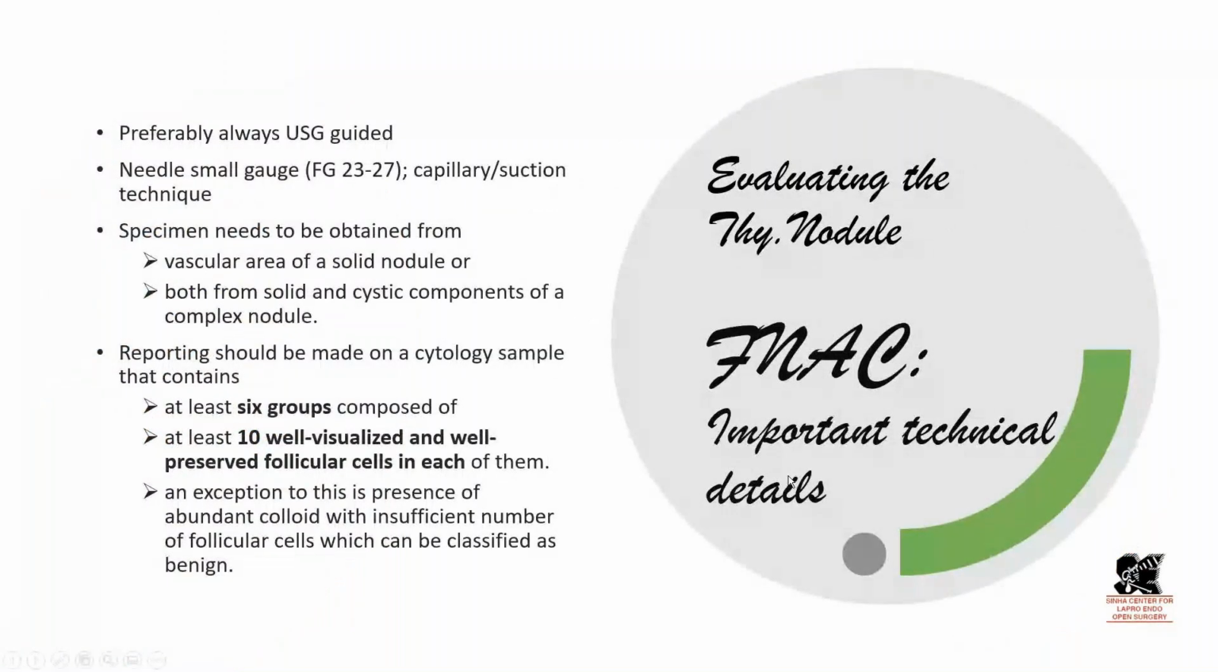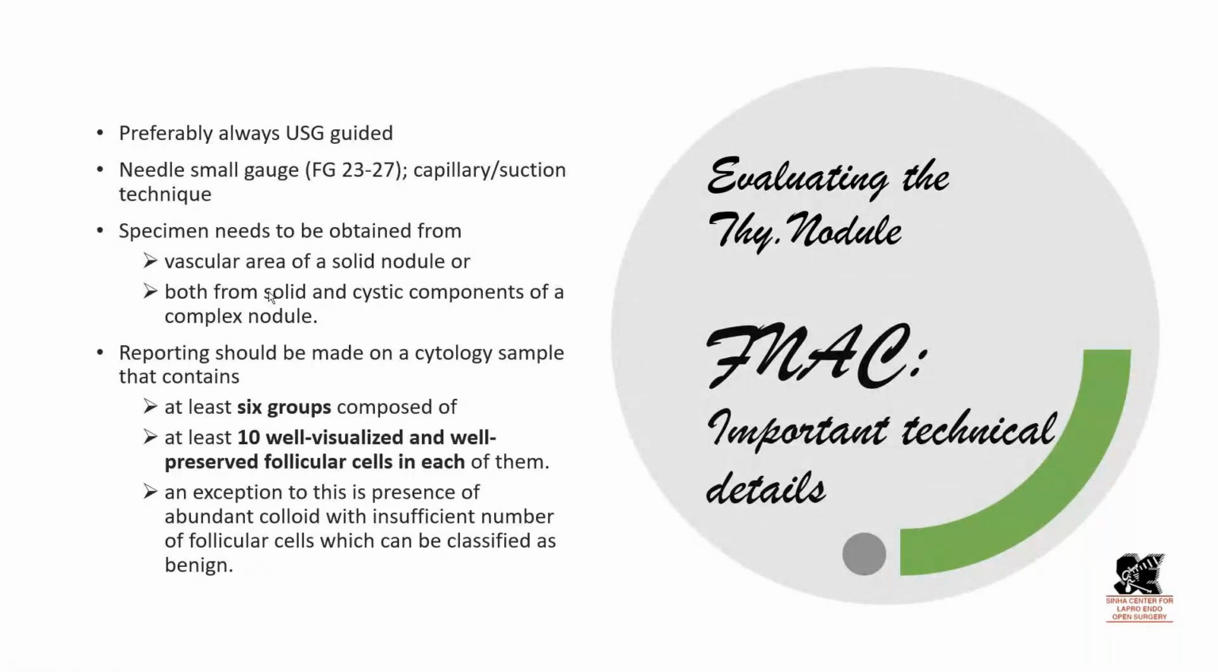Right? Now, how should you do it? Preferably always ultrasound guided. Needle size 23 to 27. The specimen needs to be obtained from the vascular area, solid nodule, or both. If it's a mixed nodule, it should be from both the solid and cystic components of a complex nodule.